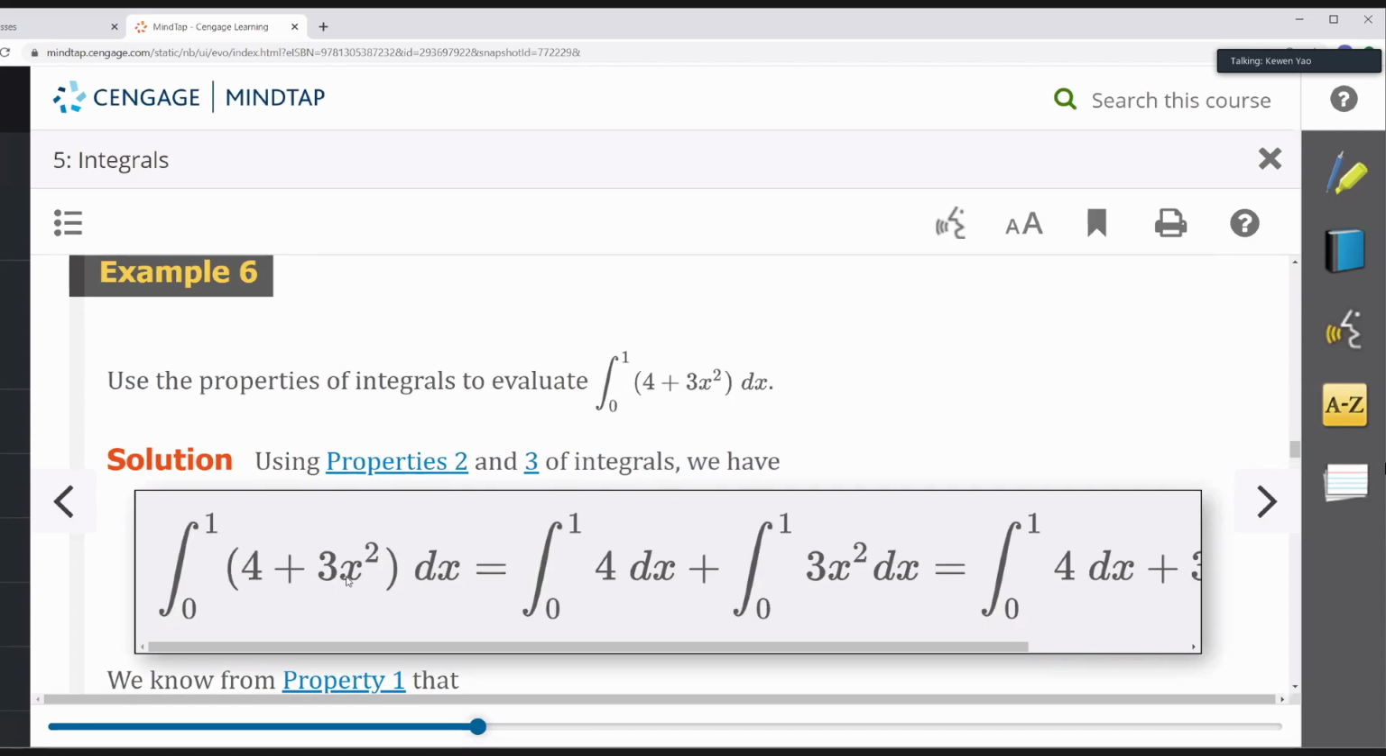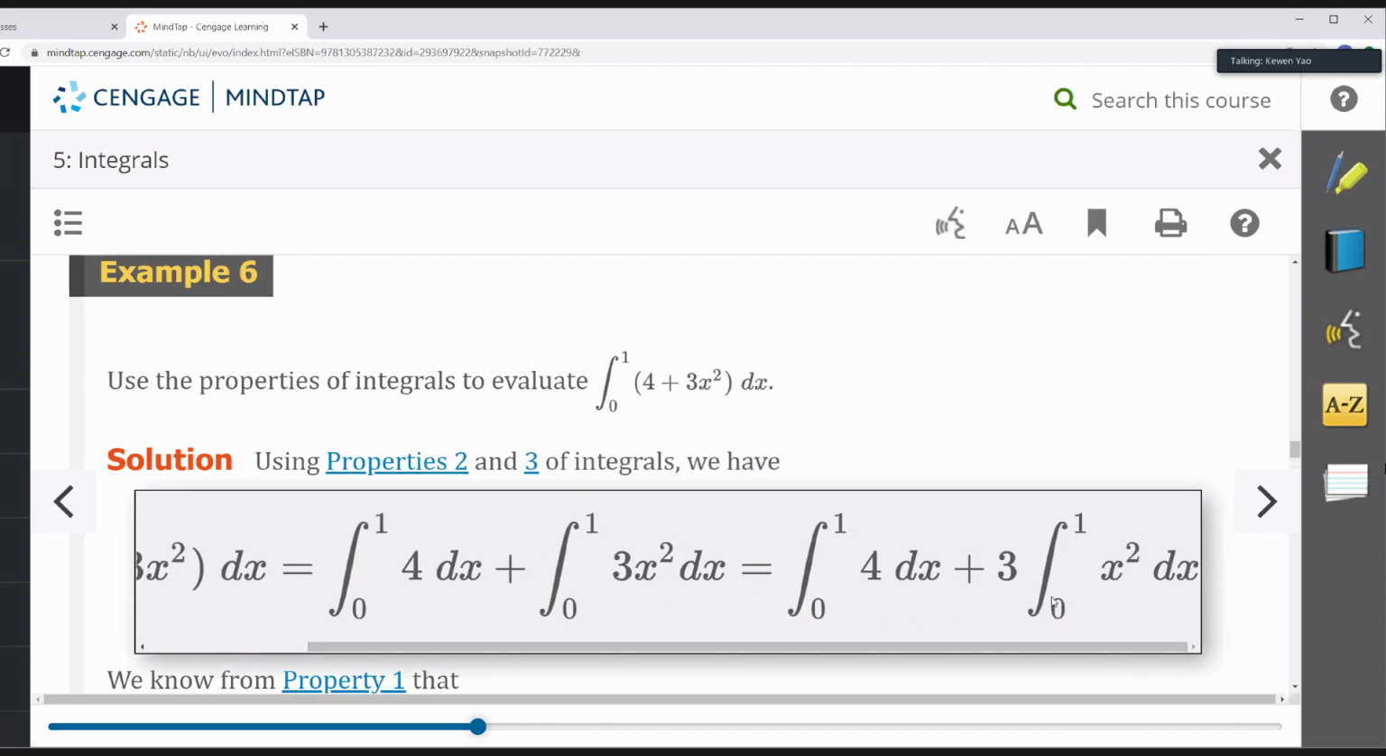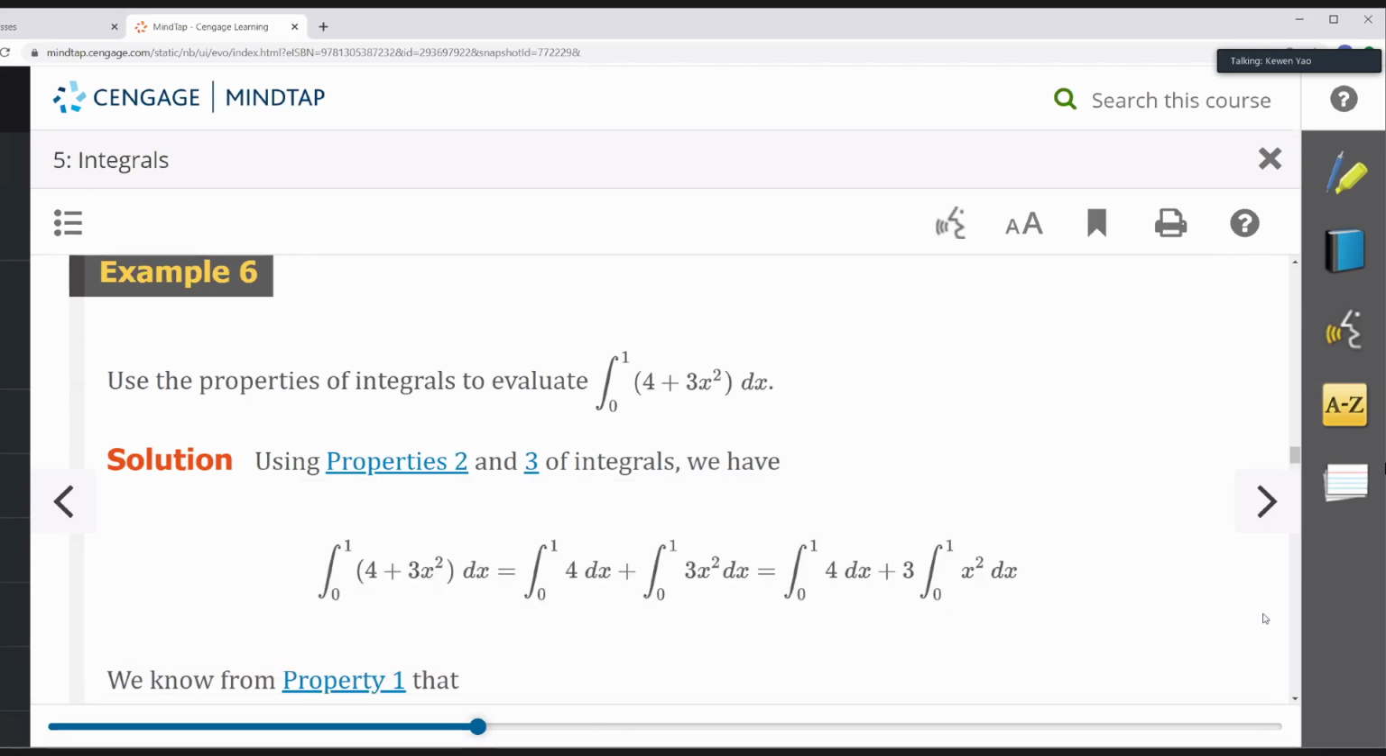From 0 to 1, 4 plus 3x squared. You can do it term by term, so the integral from 0 to 1 of 4 dx plus the integral from 0 to 1 of 3x squared dx. Now, 3 is a scalar, so you can put it outside. These are the properties of integrals. Now you can continue.